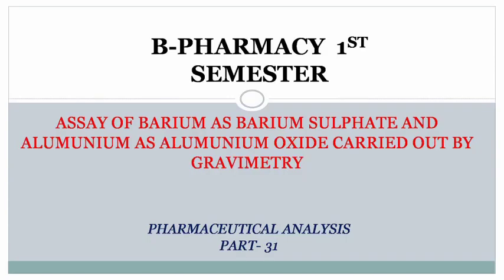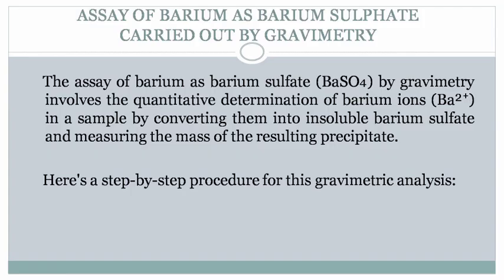In this video we are going to study about the last topic of gravimetry, that is, assay of barium as barium sulphate and aluminium as aluminium oxide carried out by gravimetry. So let's start the video. Assay of barium as barium sulphate carried out by gravimetry.